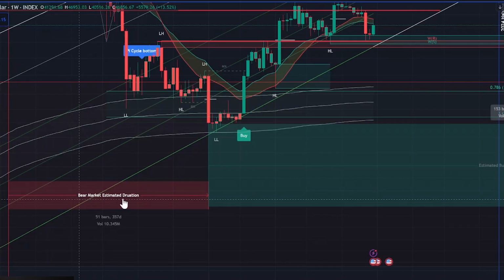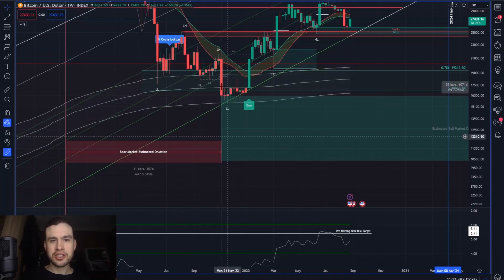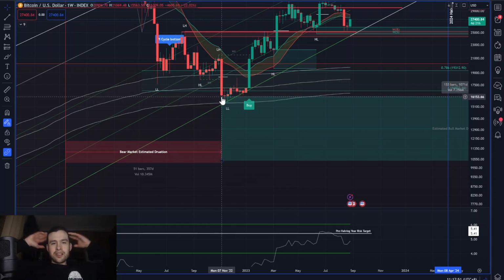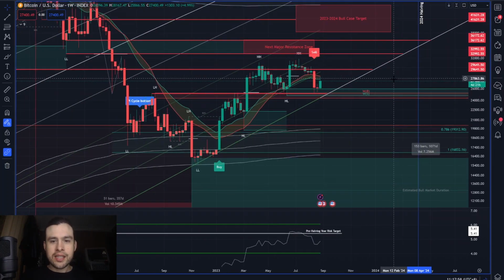Like this estimated bear market duration nailed on the head. This was exactly how long the previous bear market went for. So that's why I had this on the chart. And you can go back to my videos from last year and see this here. And I literally hit the bottom there. It's just like these cycles just seem to repeat over and over and over again. It's insane, right? So anyway, that's it for this video.